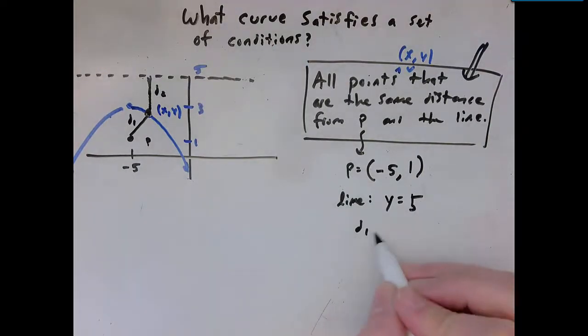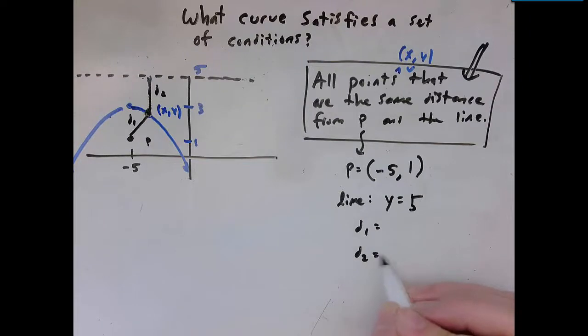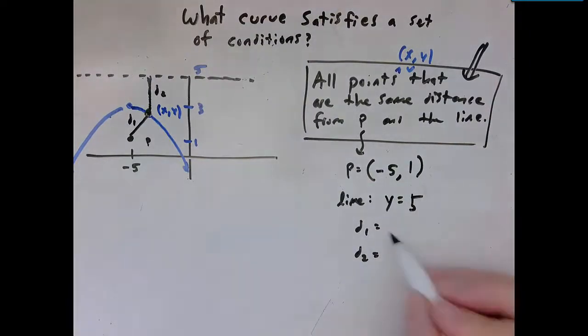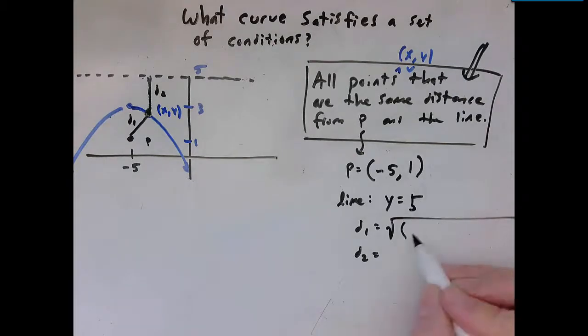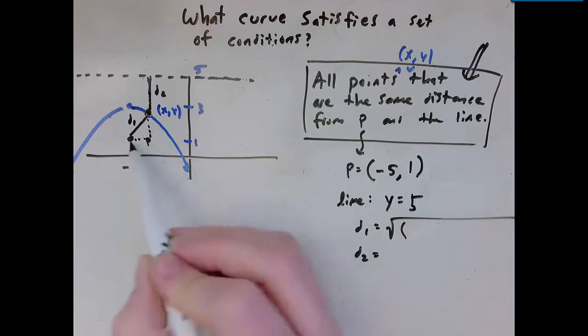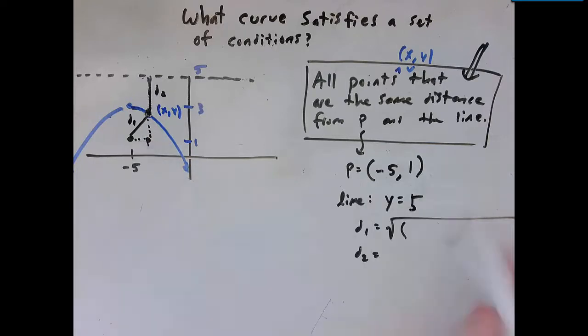So d1 is this sort of diagonal distance, so that's going to be the distance formula. If I imagine this is like a right triangle, it's going to be the difference between the two x coordinates. So x minus 5 squared. And then I've got y minus 1 squared.